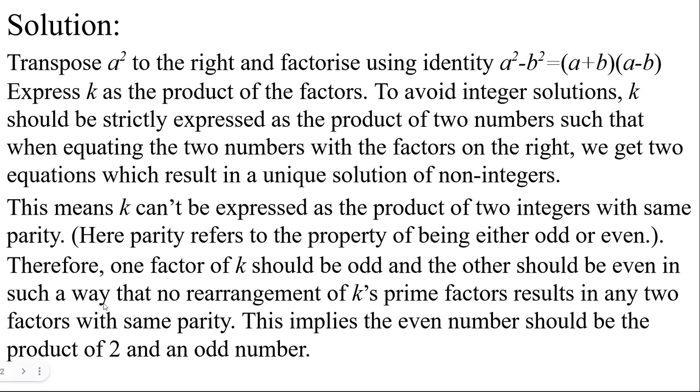And the other should be even in such a way that no rearrangement of k's prime factors results in any two factors with the same parity. That means this should be such an even number that you cannot rearrange these factors in such a way that one is odd and one is even, or one is even and one is odd, or sorry, one is even and the other is even, which we don't want.